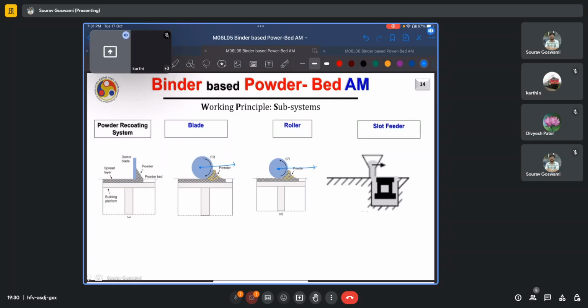Of course, some of the earlier machines and even some of the most commonly used machines use the simplest feeding mechanism, which is just a slot feeder. So here we see the hopper or the reservoir full of powder, and by the rectilinear motion of the hopper, the powder is deposited over the necessary region. And in a way, it can be seen that this flat back wall of the slot feeder itself is acting like a doctor blade to move the powder along.